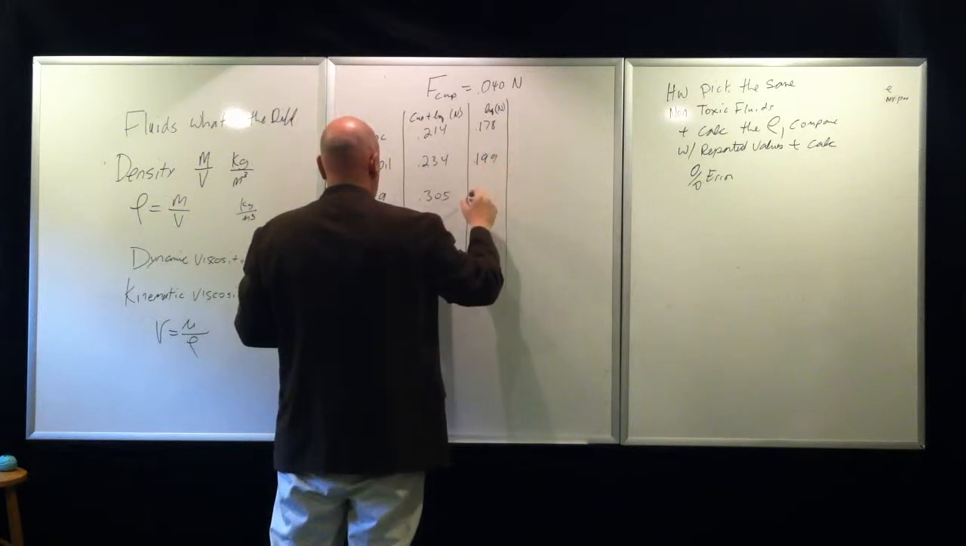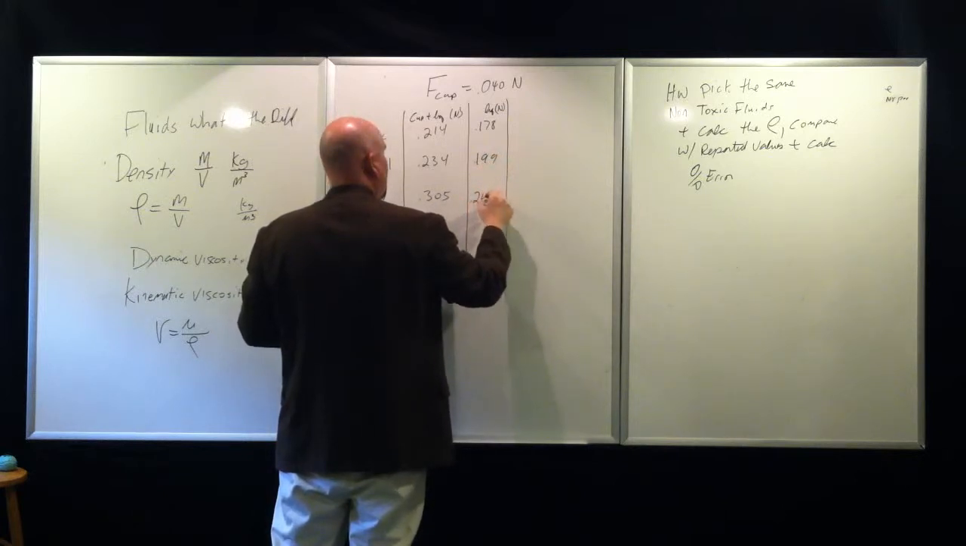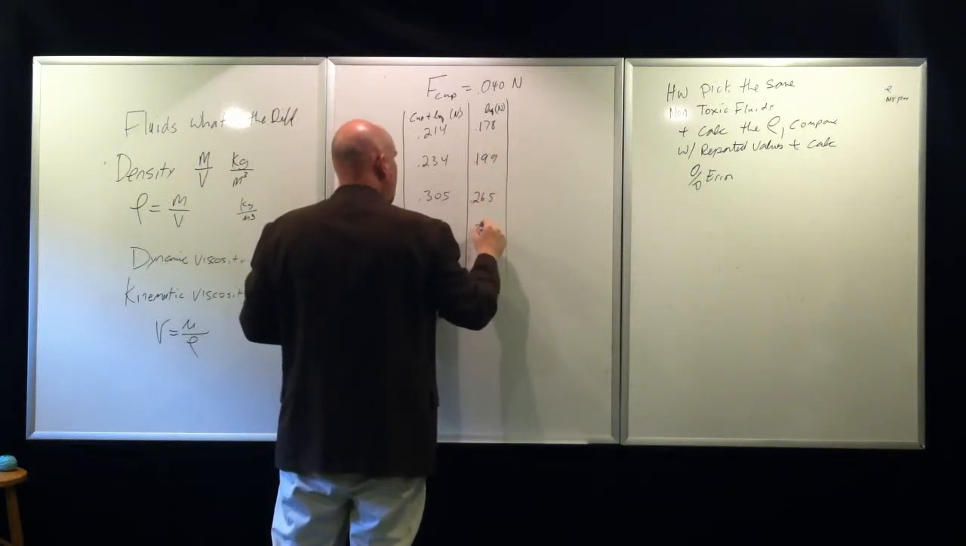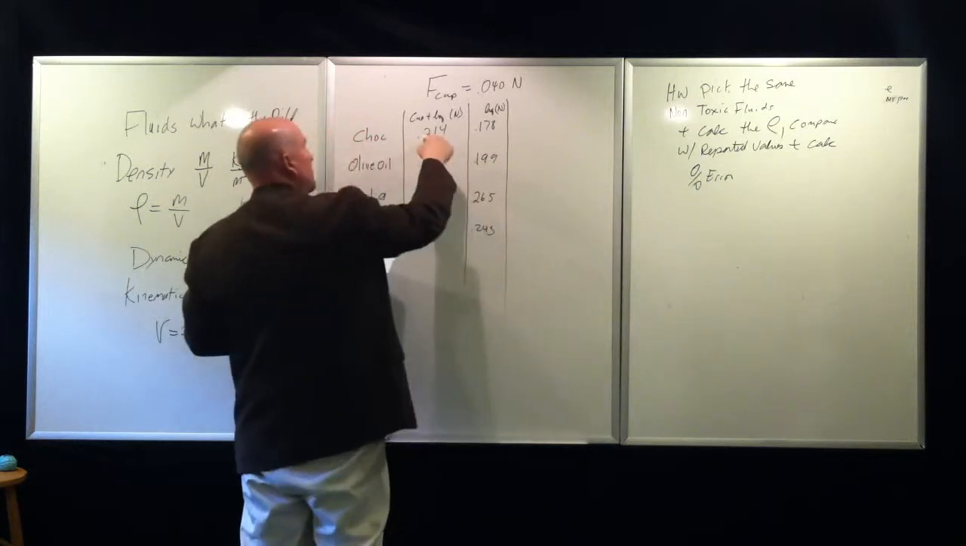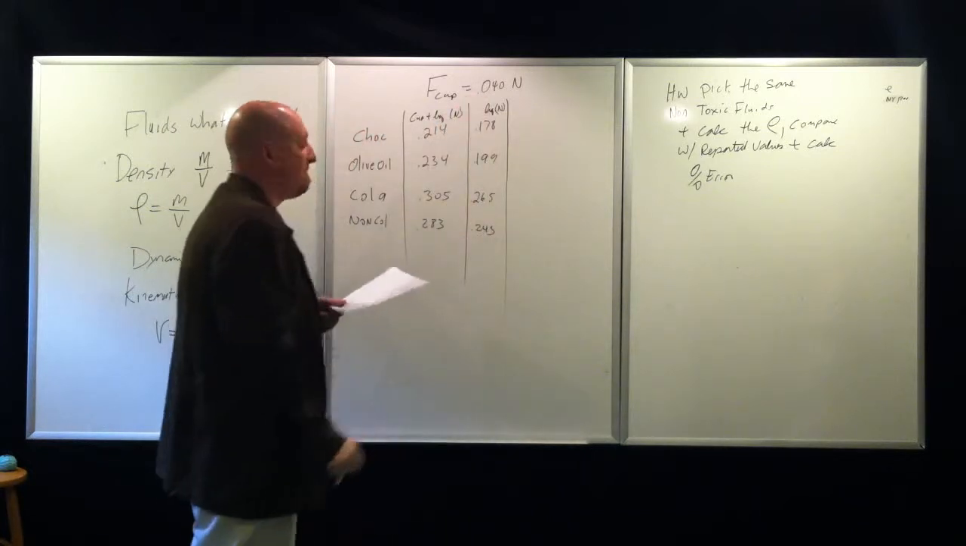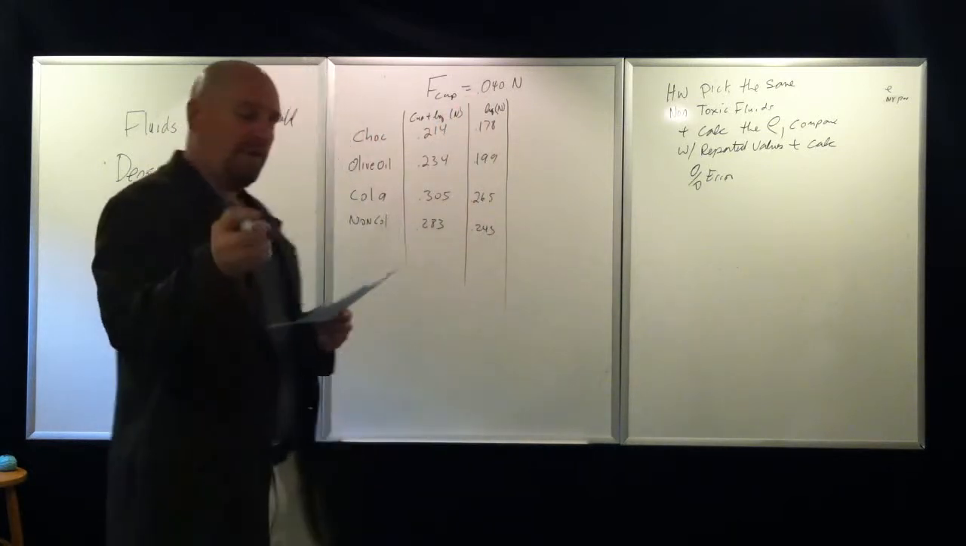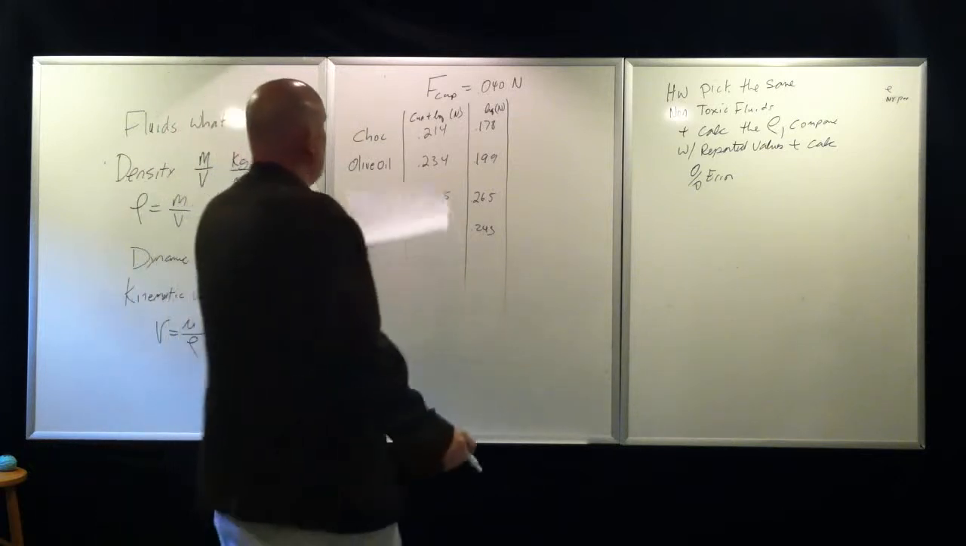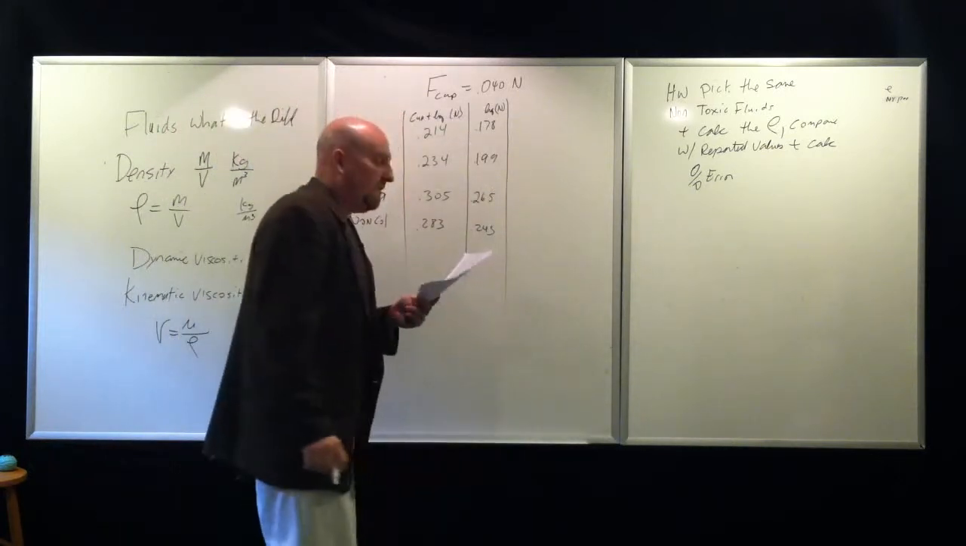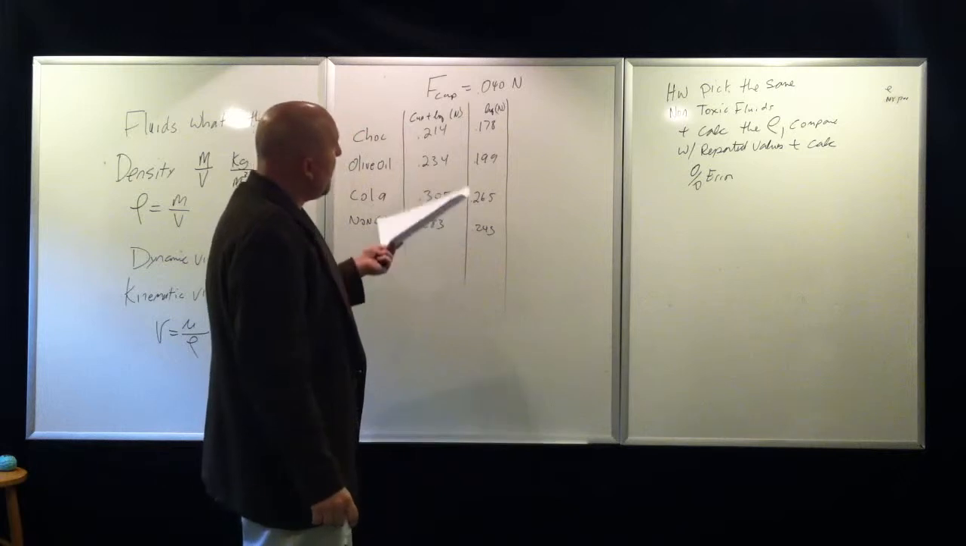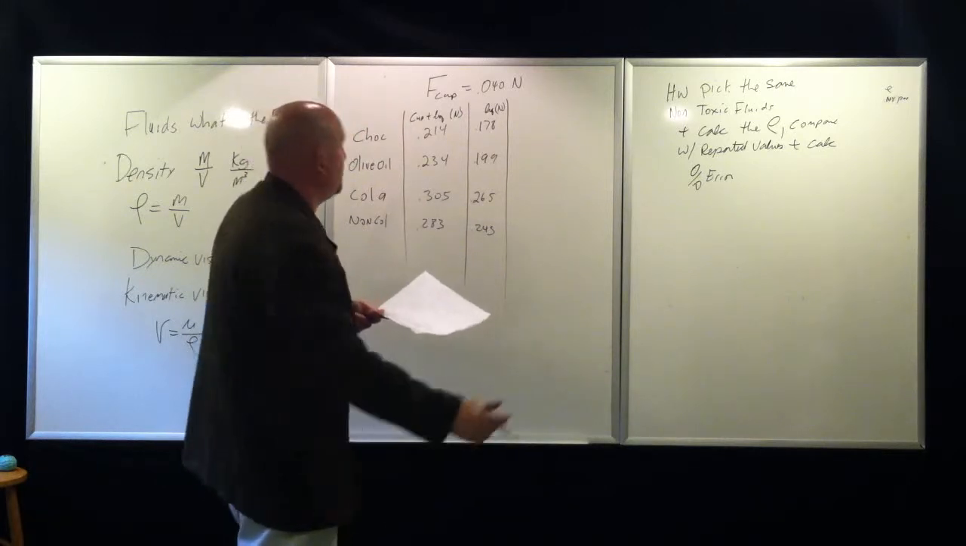0.199, 0.265, 0.243, which is going to be, again, taking this number and subtracting off the weight of the cup. Weight of the cup of the liquid, subtracting off the weight of the cup gives you the weight of the liquid. Now you want to convert that to mass.